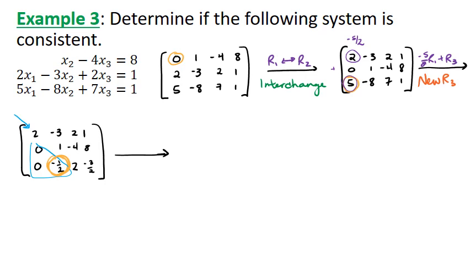And what I'm going to do is use row 2 and 3. I'm going to multiply row 2 by 1/2, because 1/2 plus a -1/2, boom, it goes away. So 1/2 times row 2, add it to row 3. This will become my new row 3.